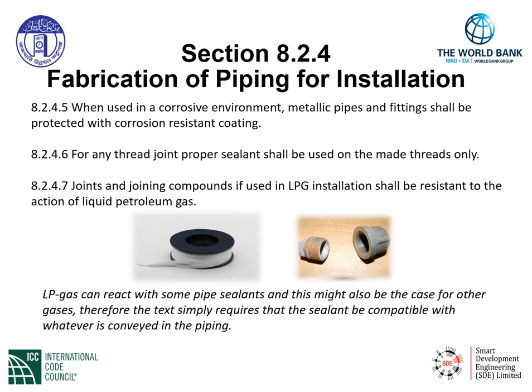We also have to take a look at section 8.2.4.5. Whenever we have piping and fittings used in different environments, this section gives us some requirements. When used in a corrosive environment, metallic pipes and fittings shall be protected with corrosion-resistant coatings. We need to prevent any type of corrosion that could be detrimental to the pipes, the fittings, and cause leakages, failure of fittings over time.